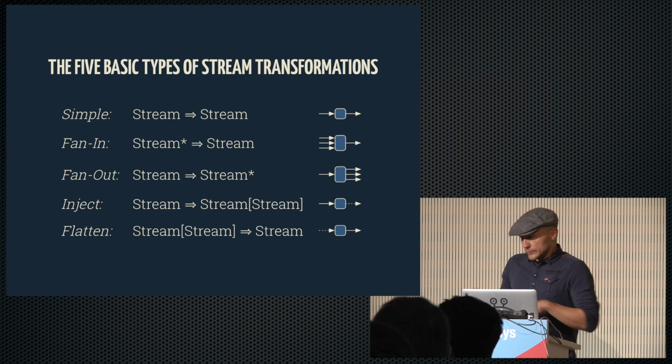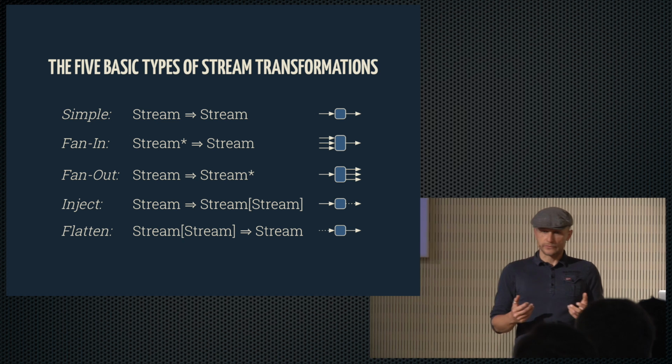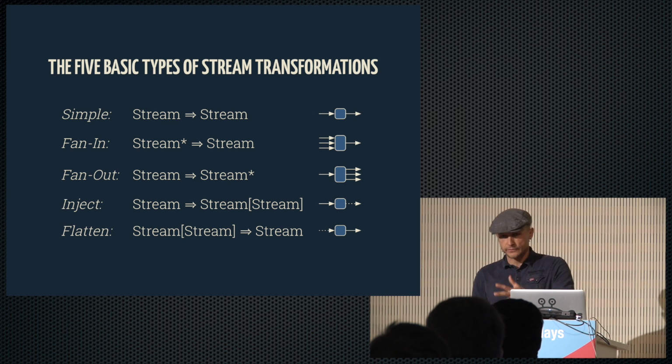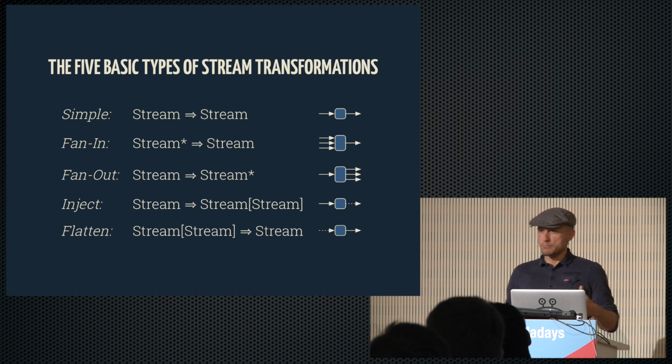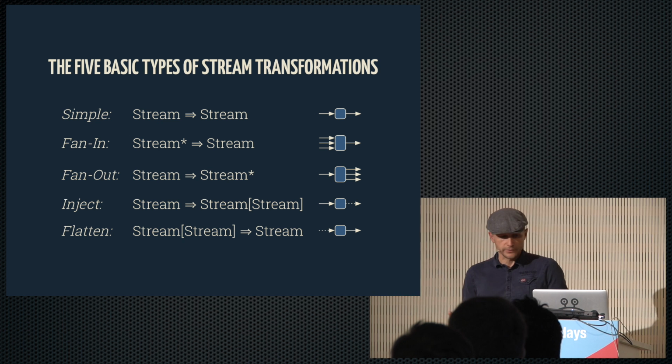Okay, when we look at stream-based transformations, or stream transformations, then we can really group them into 5 different areas. There are 5 basic types of stream transformations that you have. There is a simple map, for example. You have a stream, you apply a transformation, you get back another stream.